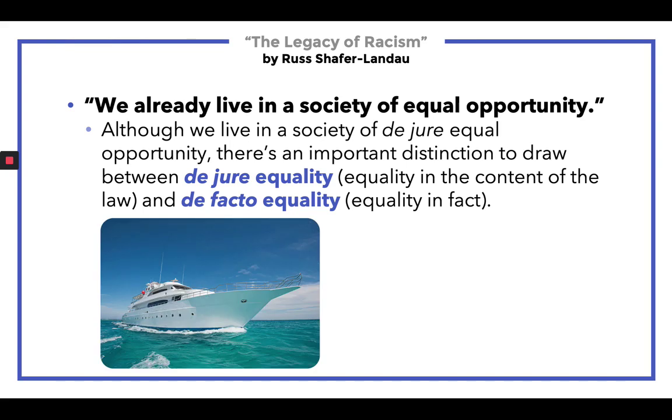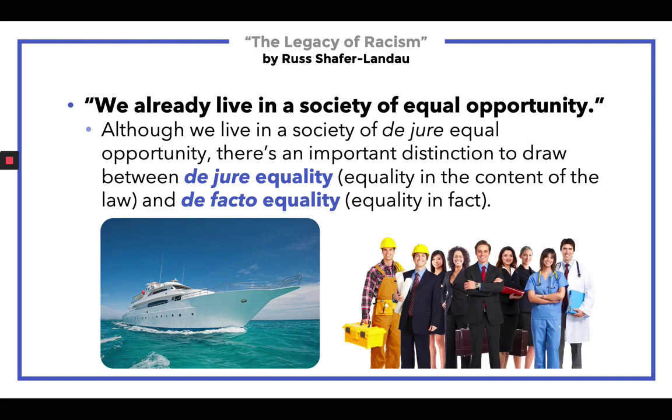The example that Shafer-Landau gives is that you and I have the equal opportunity with Bill Gates to buy this yacht here. But while we have de jure equality, like if we had the money, we could pay for it, we don't have de facto equality. As a matter of fact, Bill Gates can buy that yacht, and I can't. Why? Because Bill Gates has billions of dollars, and I do not. So, although there's a sense in which we're equal, that if we had the money, we could buy it, there's another sense in which we're not equal, in that we don't both have an opportunity to buy it.